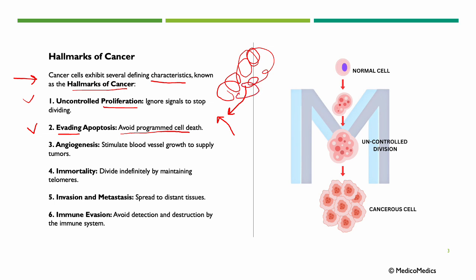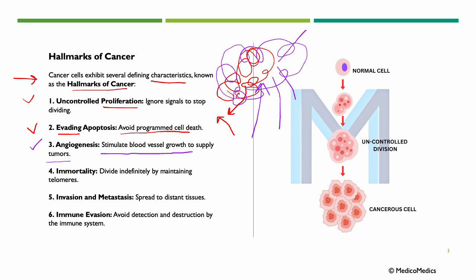Furthermore, as this continues, we have angiogenesis, and this stimulates blood vessel growth to supply the tumor. As this tumor is growing, it needs blood supply, and it's creating blood vessels to supply it with its nutrients. Number 4, immortality, so it can divide indefinitely by maintaining telomeres.